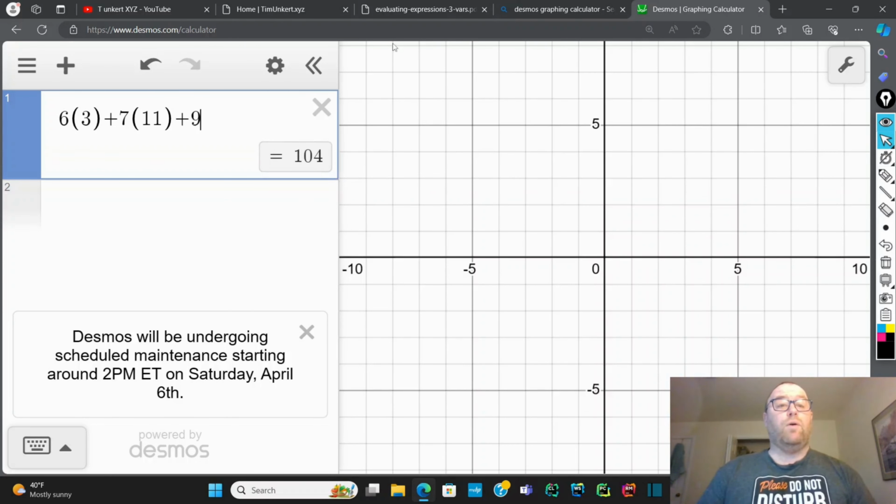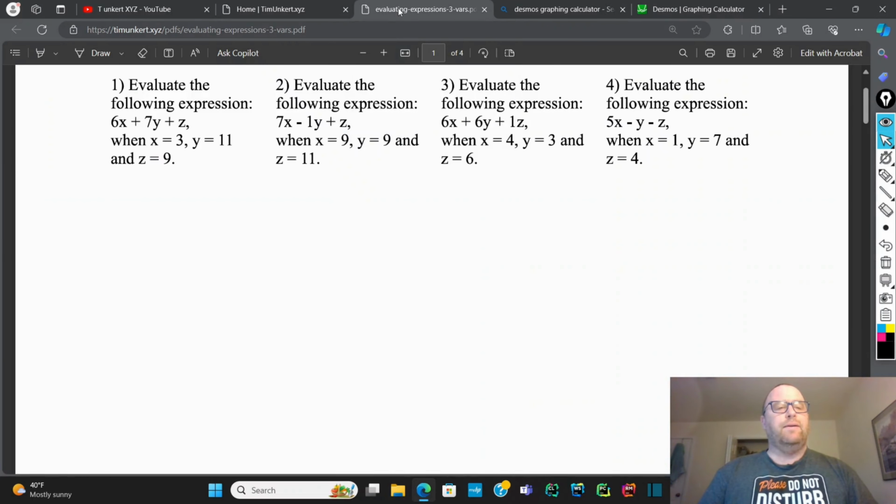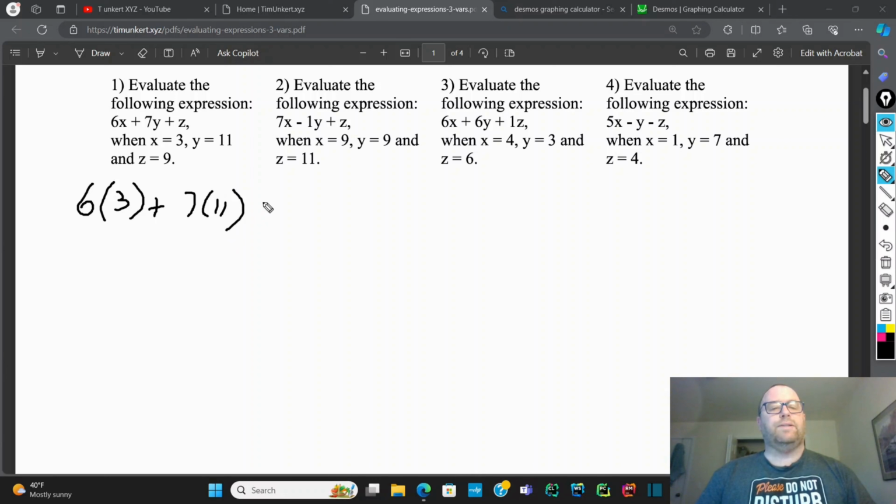And we get 104. So did I mess up? Maybe I did. Let me go through that again. Did I mess up my value? So this is why you want to maybe do it in Desmos. So we'll do 6, let me get the pencil here. Let me do that again. 6 times 3 plus 7 times 11 plus 9.